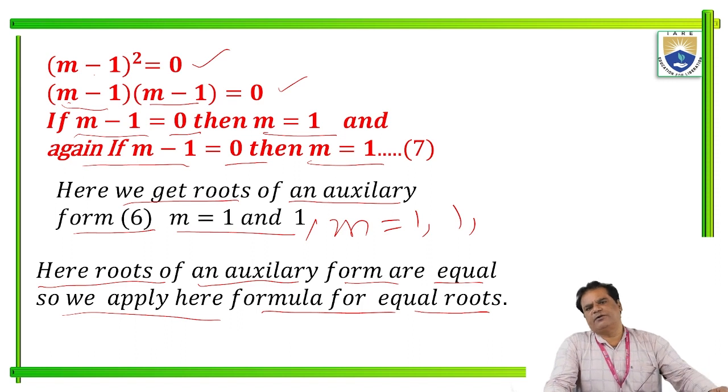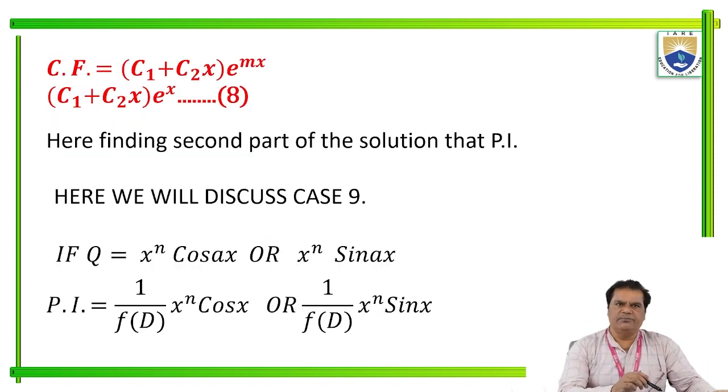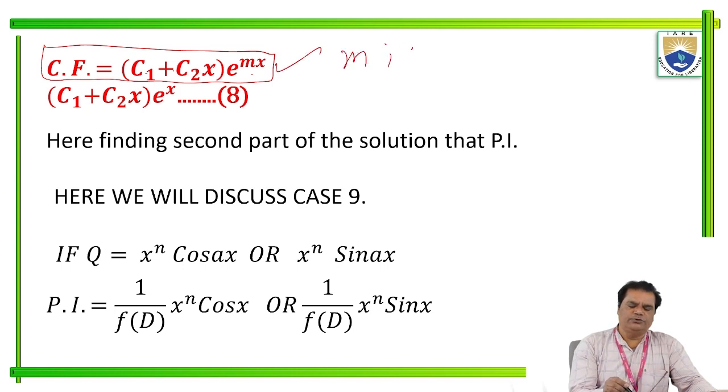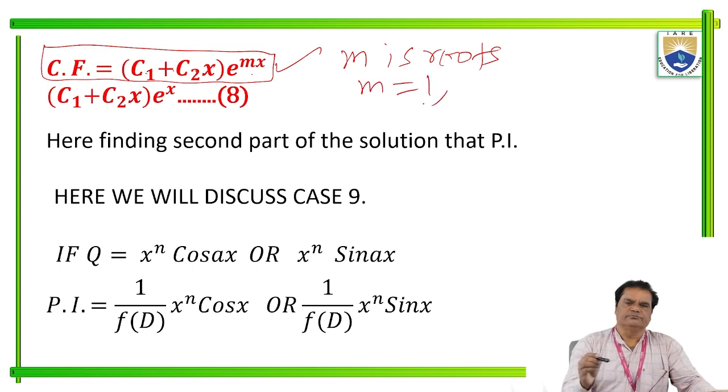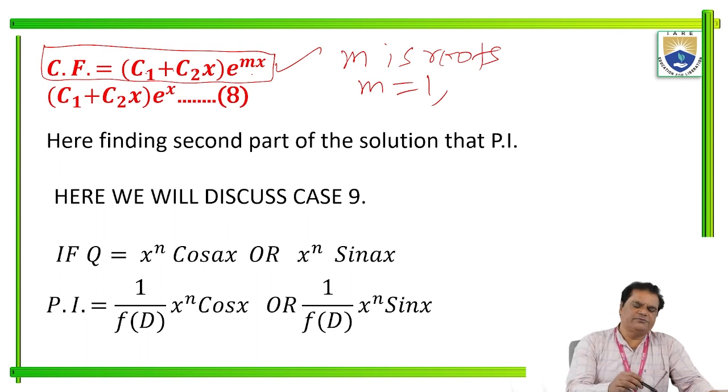We have discussed this formula several times, so here we directly apply the formula. This is a very easy formula: CF is equal to (C1 plus C2 x) e to the power mx, where m is the root. M is here 1. This is the formula for equal roots. If roots are equal, two times equal roots, then we write this formula. So putting the value of m here.